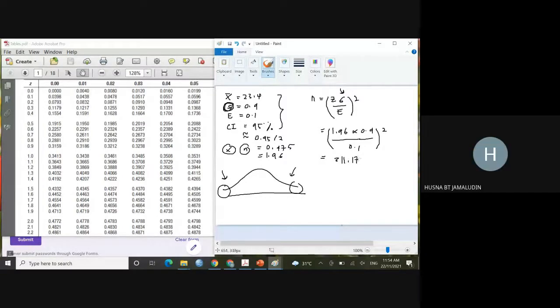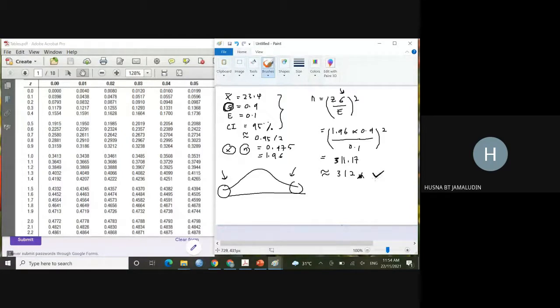311.17. Okay, it's up to you, you can stop at whatever decimal point. Is that the final answer? No. When we talk about numbers, you don't have 311.17 chocolates. You have to round it up, become 312. So this is the final answer for the number.